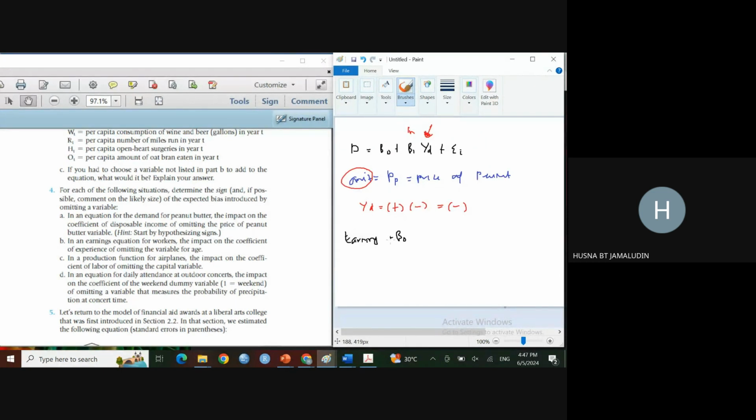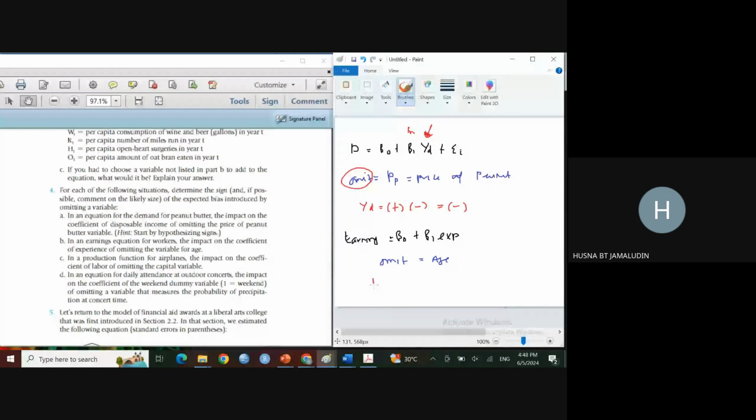Beta naught plus beta 1. What is your beta 1? The impacts of coefficients of experience when you omit. Oh, so you want to know the impacts of experience when you omit. What did you omit just now? You omit age. So you omit age. So now, what is the sign of experience?